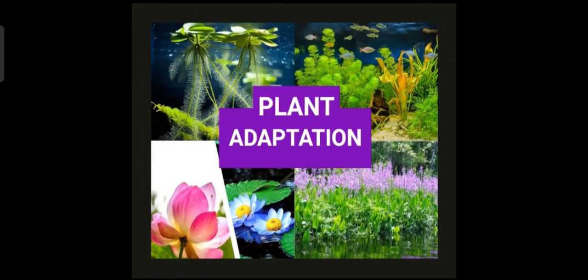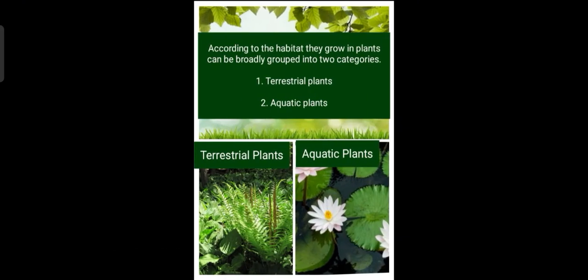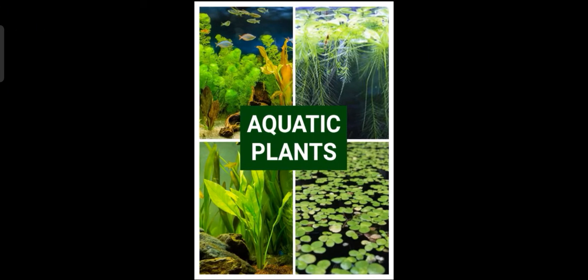Today we will discuss plant adaptation. What is plant adaptation? According to the habitat they grow in, plants can be broadly grouped into two categories: terrestrial plants and aquatic plants. Terrestrial plants are plants that grow on land, and aquatic plants grow and live in the water. So today we will discuss aquatic plants.